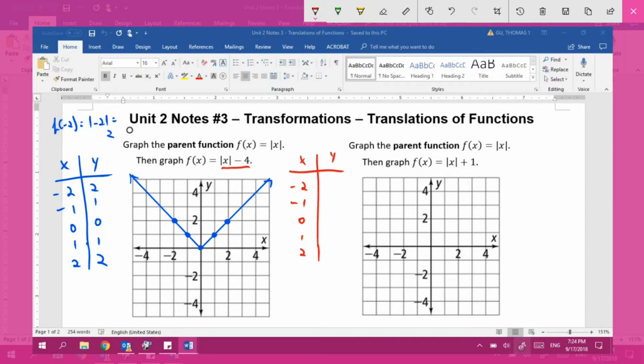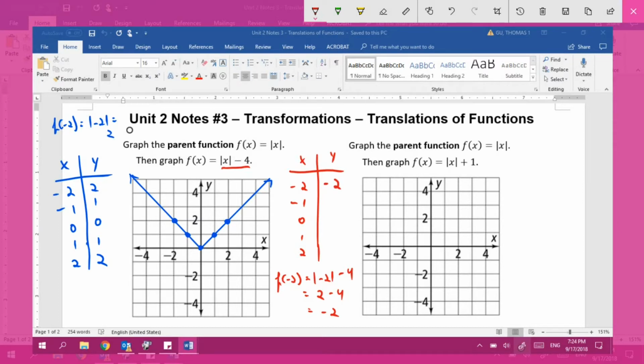Watch this. F of -2 equals this absolute value of -2 minus 4. What is the absolute value of -2? That is +2 minus 4. What is 2 minus 4? That's -2. So at -2, my y value is also going to be -2.